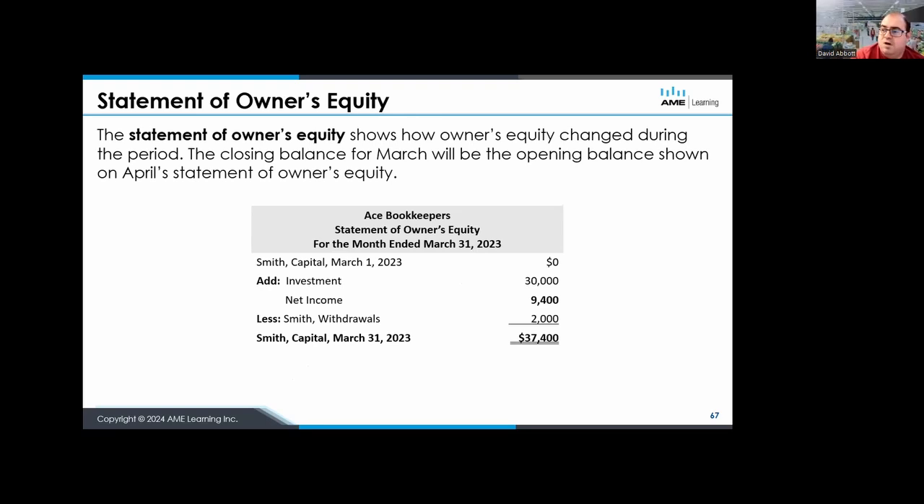And John Smith was the owner of the company. He did not have any equity in the business at the beginning of March, because this was started during the month of March. And then you would add his investment. So he invested $30,000, and then we would add the net income from the income statement, which is $9,400. And then we would have to subtract what he took out, which was $2,000. So we'd subtract that, and so then he has $37,400 in equity ending for the month of March. And that's where we're going to start in April, and then just repeat.